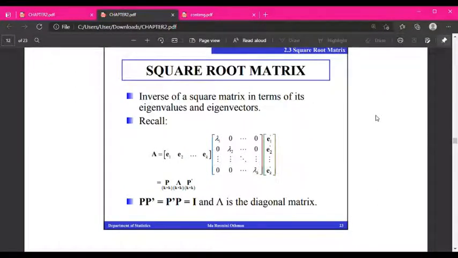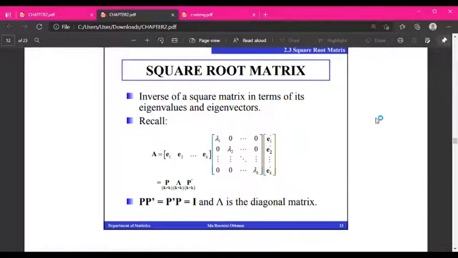Okay, the next one is the square root matrix and its properties. Okay, you should know what the square root matrix is and the properties of the square root matrix. Okay, and also the inverse of a square matrix in terms of its eigenvalues and eigenvectors.